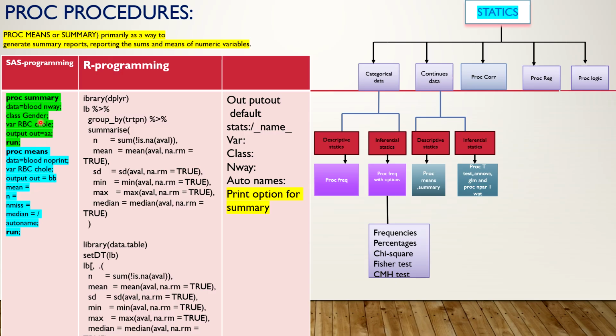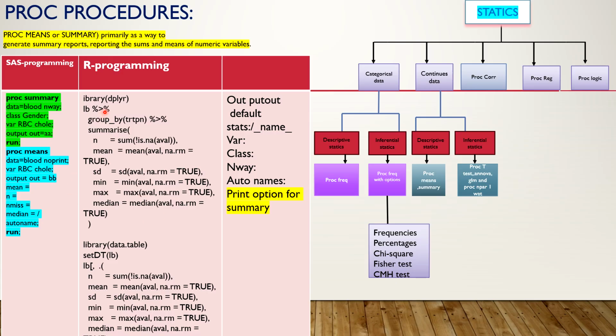The same thing you can use in proc summary also. Either proc summary or proc means, here we can use class. What does class do? It will automatically sort the data, so there is no need to write a separate proc sort. If you mention class gender, it will sort the data by the gender variable and you will get the descriptive statistics.